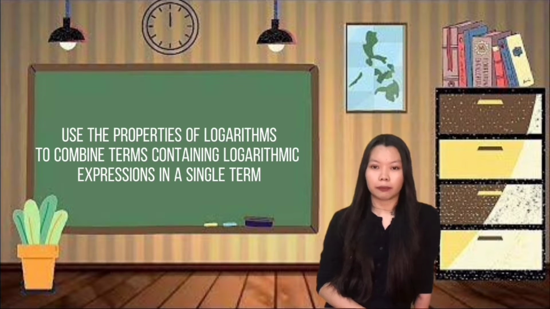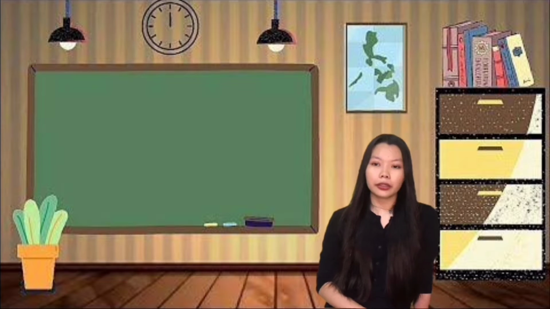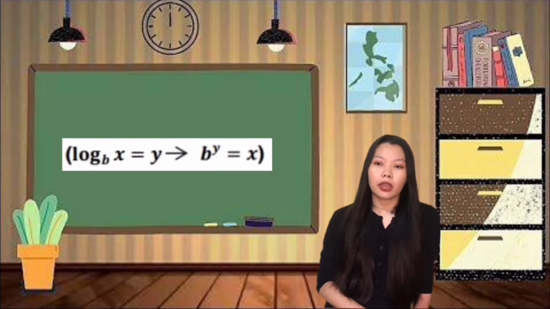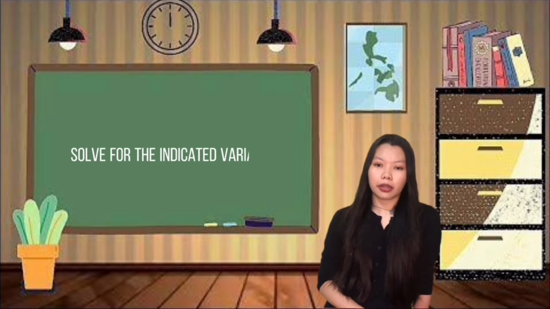and vice versa. Number 2. Write the equation in step 1 in exponential form. Recall that the logarithm of x with the base of b is equal to y, and this will be equivalent to b raised to y equals x. Third, solve for the indicated variable.